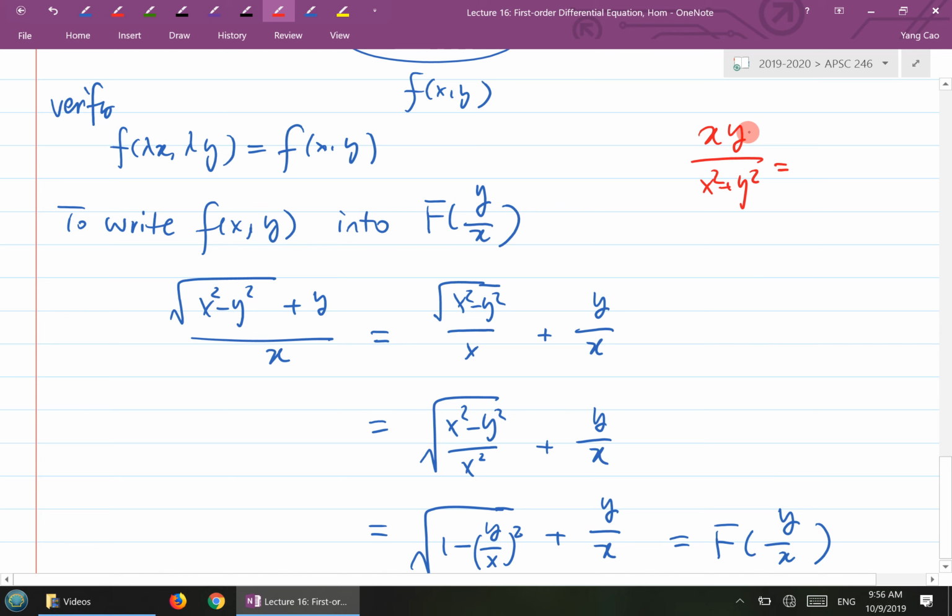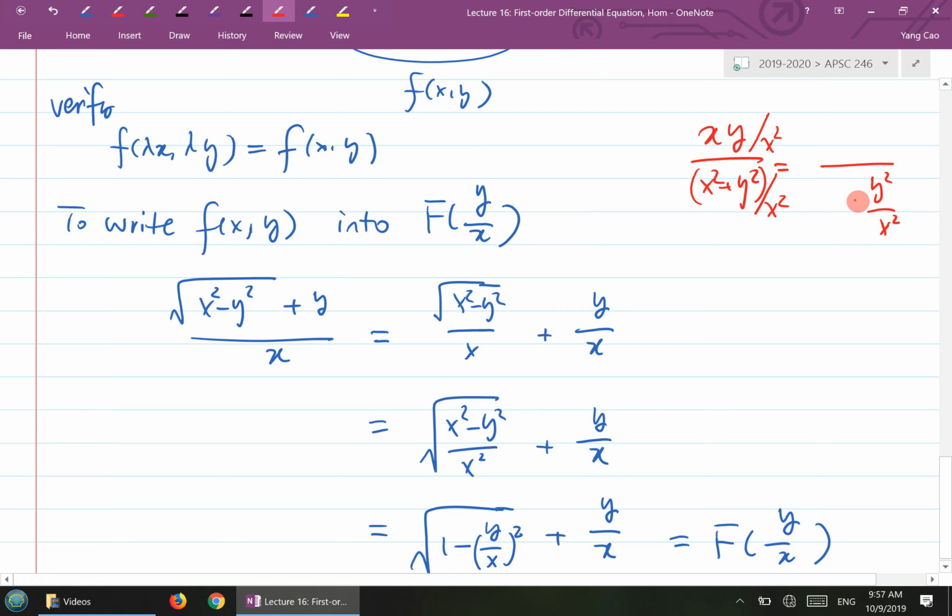You basically will try very hard to change each one of the terms into y over x. Okay. To do that, for example, this y squared, if you change that to y squared over x squared, then it's y over x, right? So basically, you can divide both denominator and numerator by x squared.